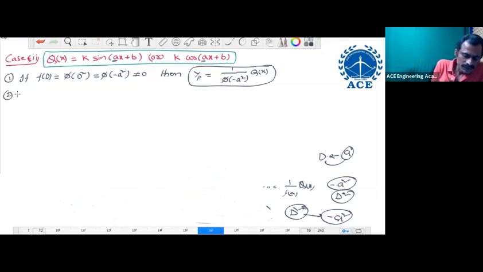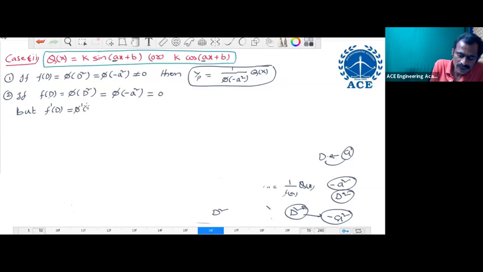Next, second one. Whenever f of d contains a d square term, we take that function as phi of d square. After that, in place of d square, we write minus a square. We check whether it is 0 or not equal to 0. Suppose this is 0, then we go to the first derivative: f dash of d equal to phi dash of d square equal to phi dash of minus a square not equal to 0.